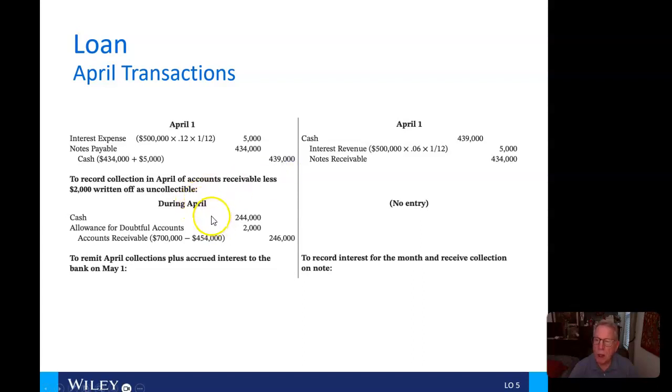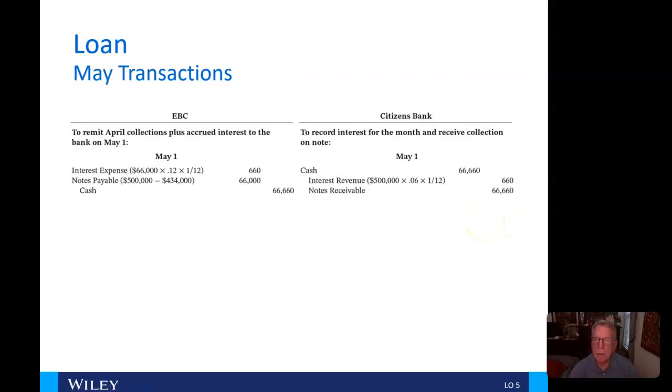And then to record the collection in April of accounts receivable less the $2,000 written off as uncollectible. Here we're going to get the cash, $244,000, but we're going to debit the allowance for doubtful accounts to reflect the fact that we have written off the $2,000. And so our accounts receivable is going to go down by $246,000. And that's to remit the collections plus accrued interest to the bank on March 1 here.